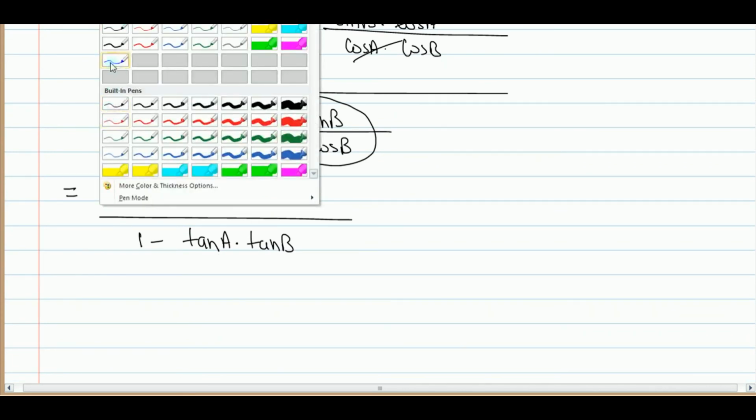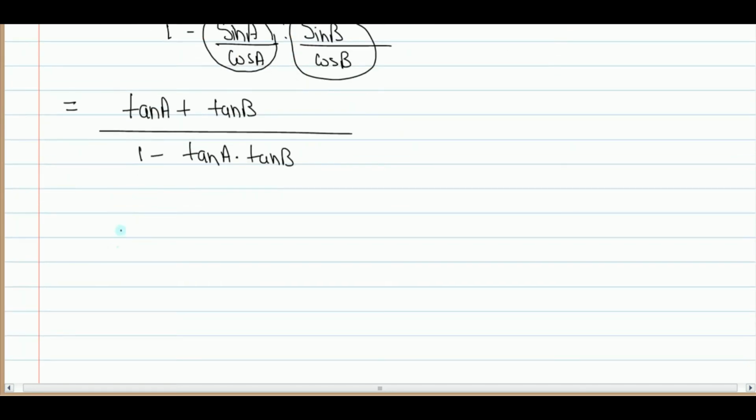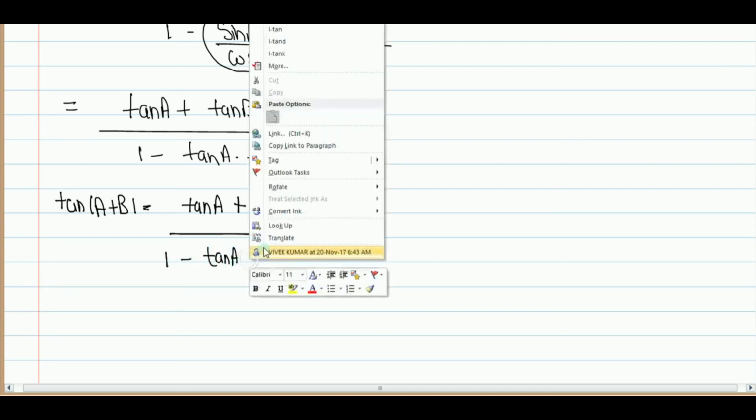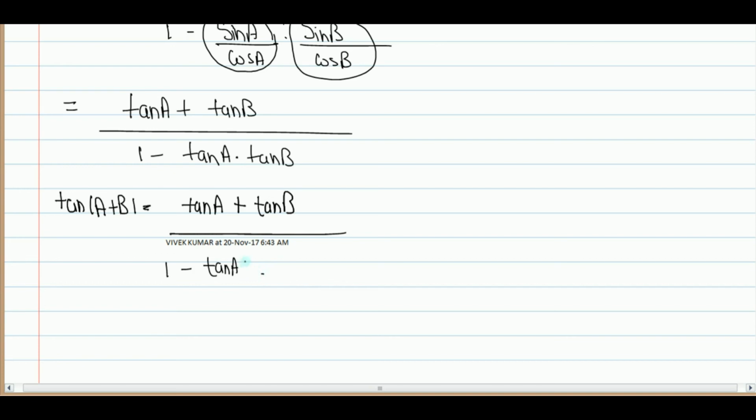So similarly, let me just write it again, the formula for tan A plus B will be equal to tan A plus tan B over 1 minus tan A into tan B.